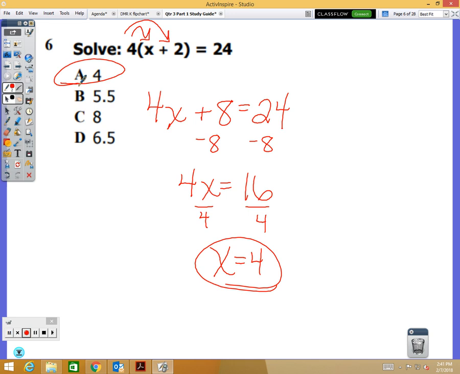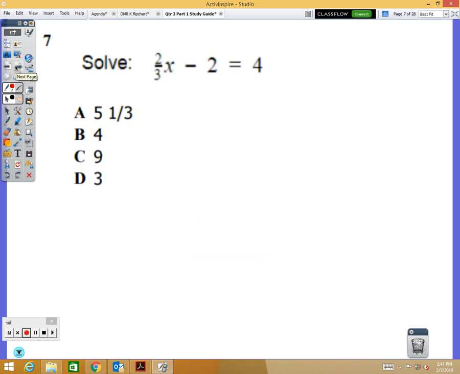All right, let's look at number 7. Quite a few people missed number 7, and I know it's because of that 2/3, isn't it? Yeah. So let's talk about what to do with that 2/3. First of all, let's go ahead and get rid of this minus 2 by adding it to both sides. So we get 2/3 x equals 6.